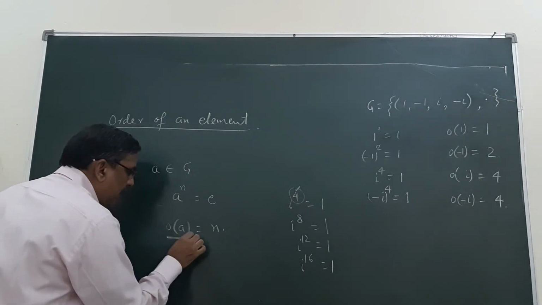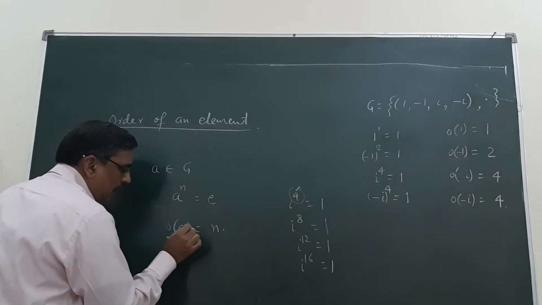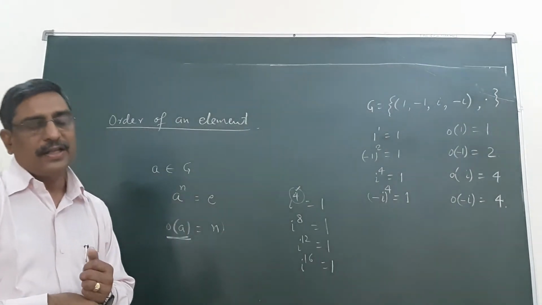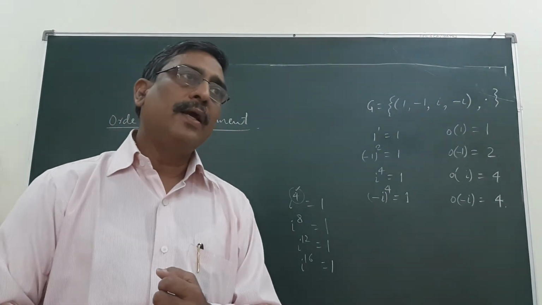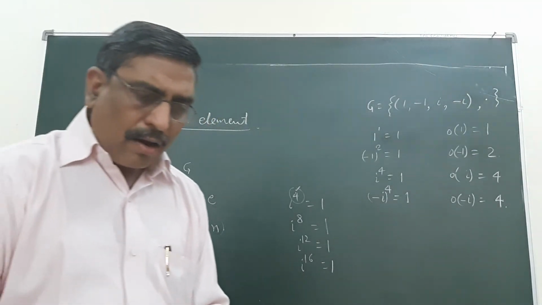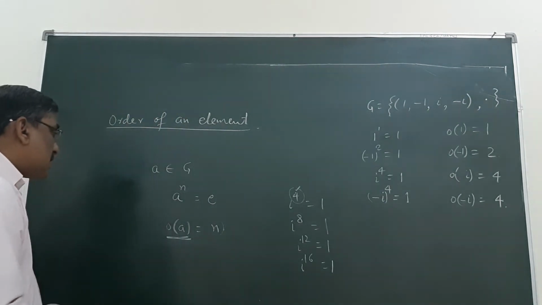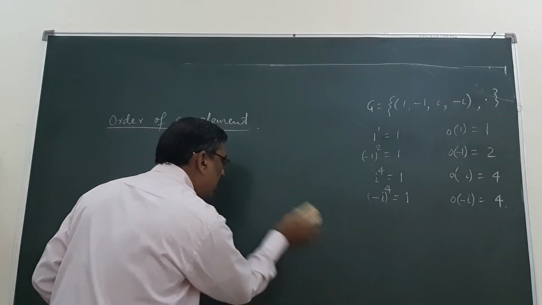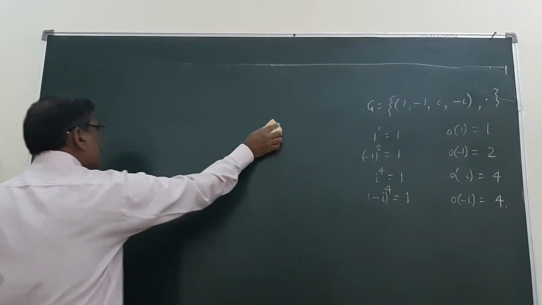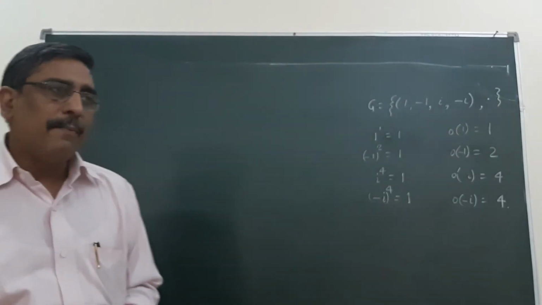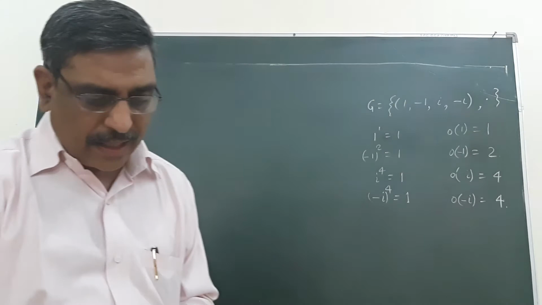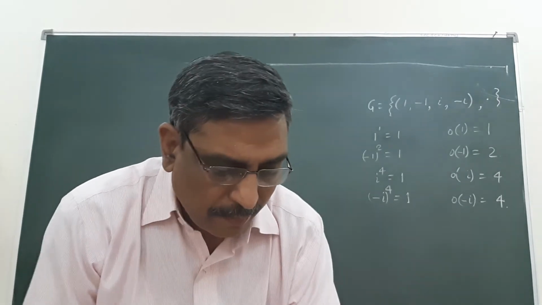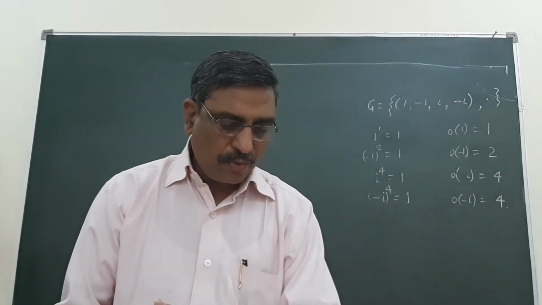So I can write, order of the group is the lowest value of n, which gives us the order. Thus we can define the order of the element of a group. Now this gives us a very important idea about the order of an element, and some important results. To understand the order of the element of a group, we prove some important results one by one.